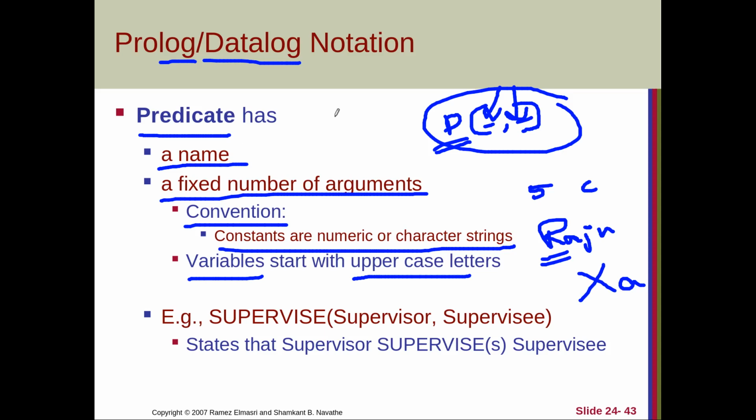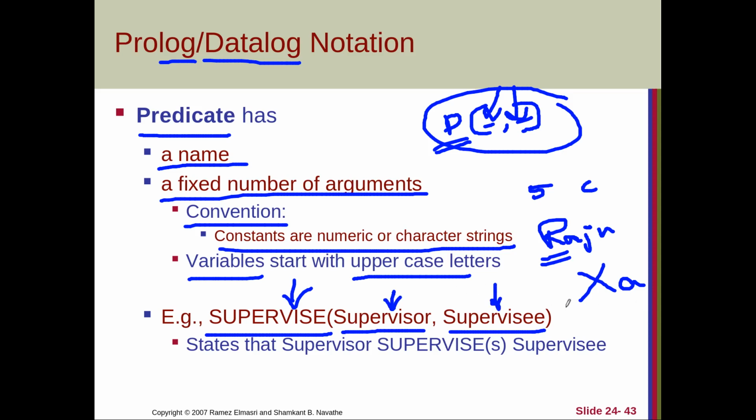So a predicate has a predicate name, then a number of arguments. We will see examples. The basic conventions are that constants are represented using either numeric or character strings only, and variables usually start with a capital letter. Now one example. This is the predicate supervise. Within the arguments I have written supervisor comma supervisee. Supervise is the name of the predicate. This is the first argument, supervisor. This is the second argument, supervisee.